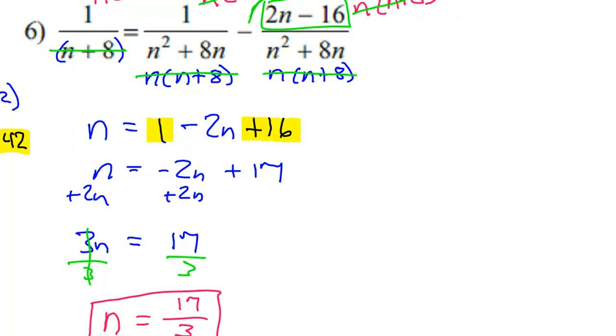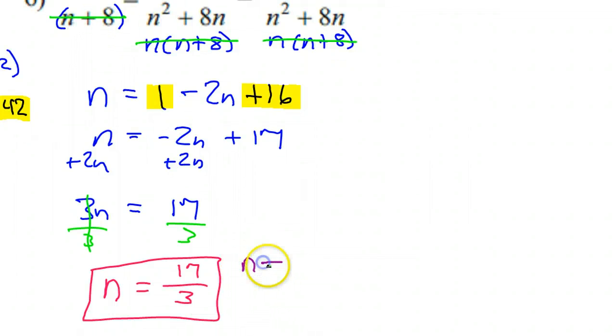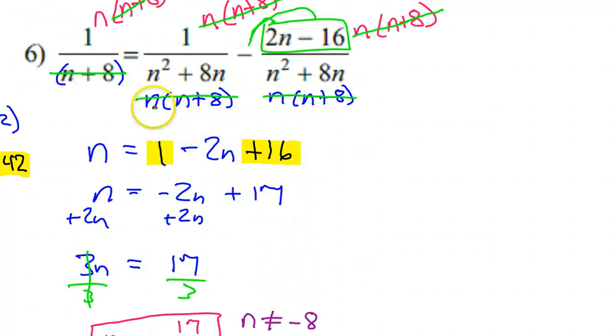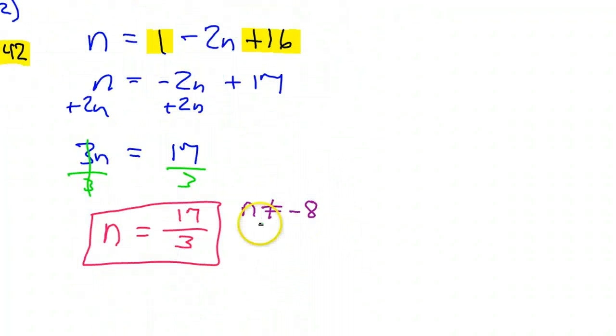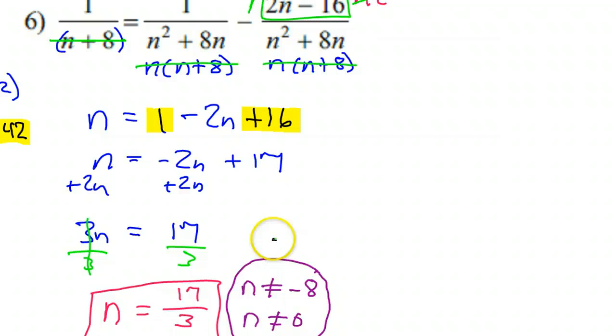Now, let's go back and talk about restrictions or excluded values. Because of the factor of n plus 8, I know that n cannot equal negative 8. And because of the factor of n, I know that n cannot equal 0. Okay, so that was it for number 6.